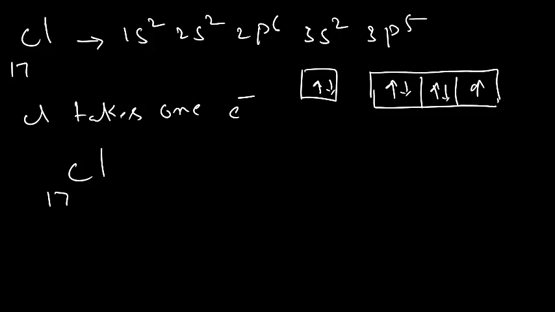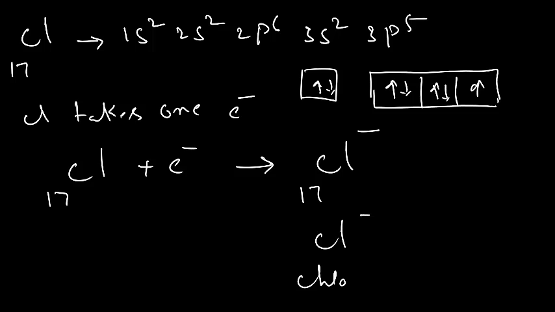When chlorine takes an electron, what happens? The atomic number of chlorine is 17, so it has 17 electrons and 17 protons. When chlorine takes an electron from outside, it gets a negative charge. Therefore, this is a chloride anion.